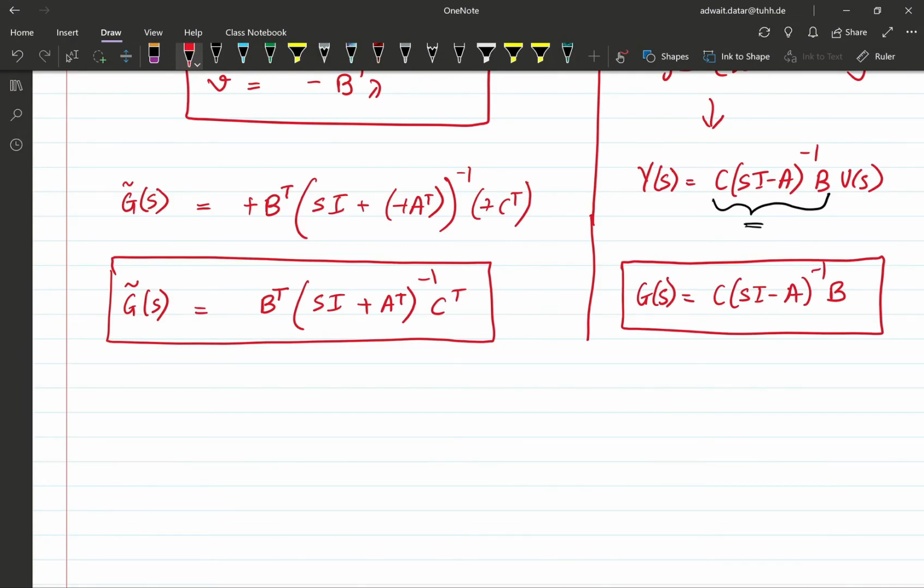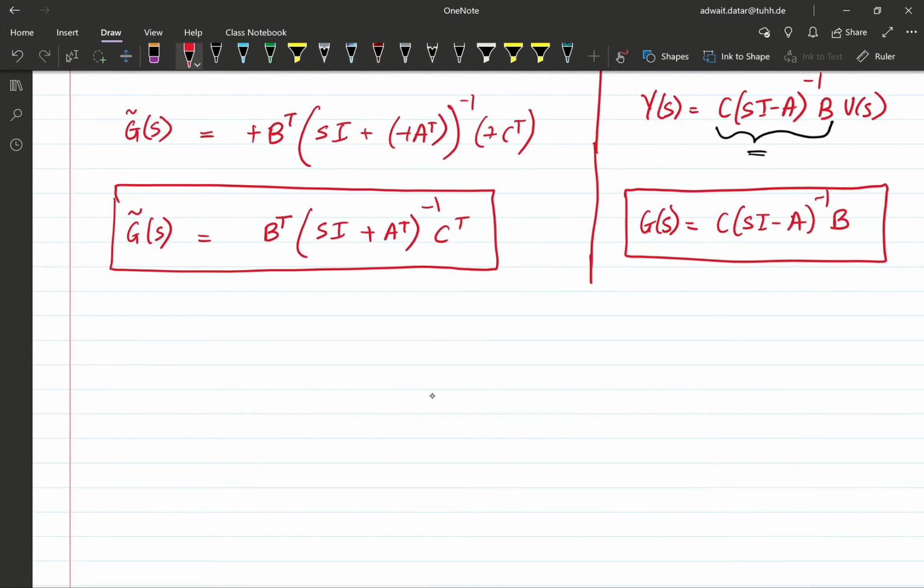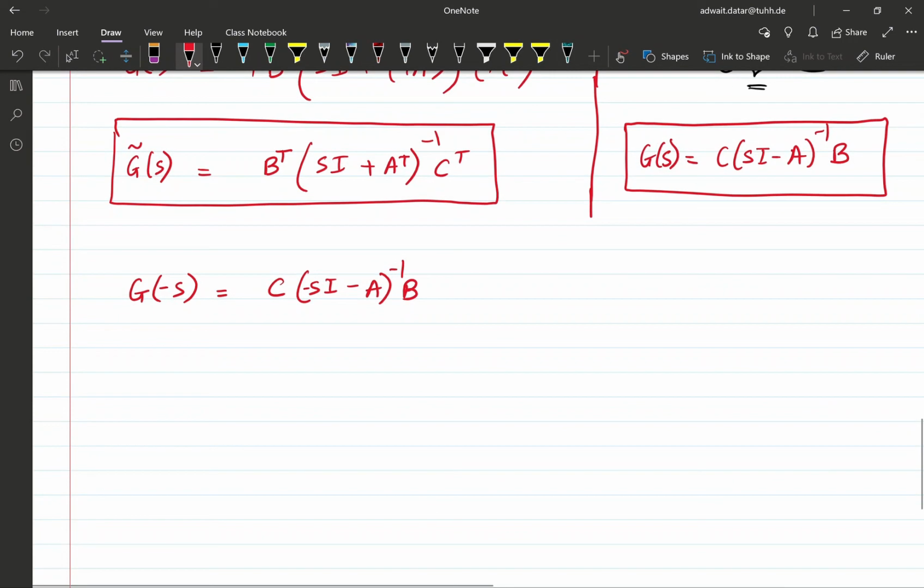That's G. And now the question is to see how these two are related. Now first observe that G of minus S is equal to C times (SI minus A) inverse P. So we replace S by minus S and we can pull out the sign now. So we get minus C into (SI plus A) inverse P.